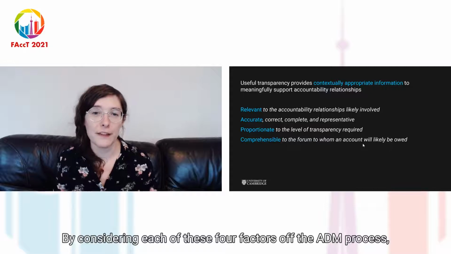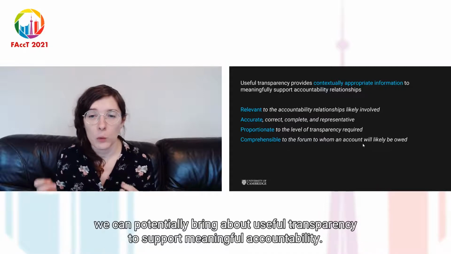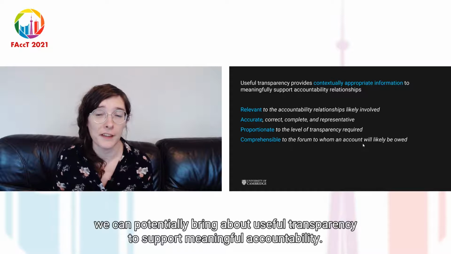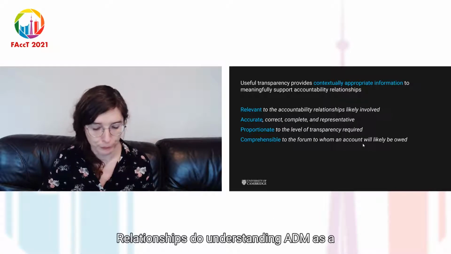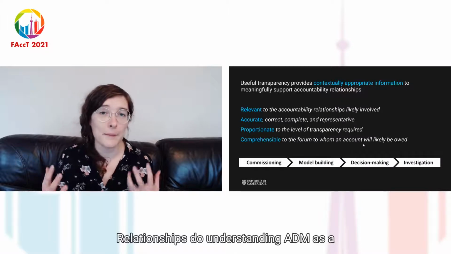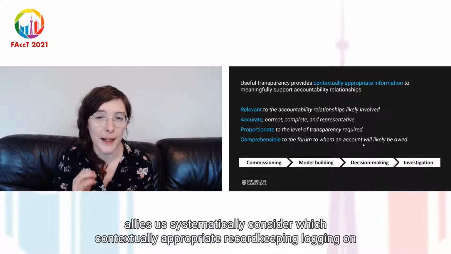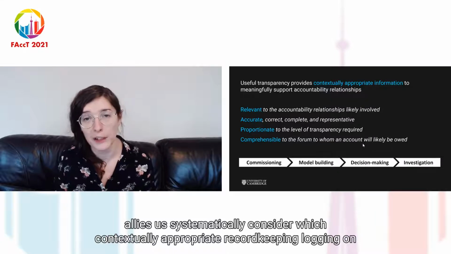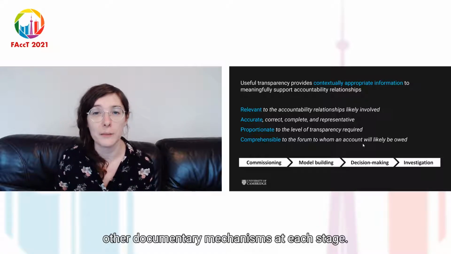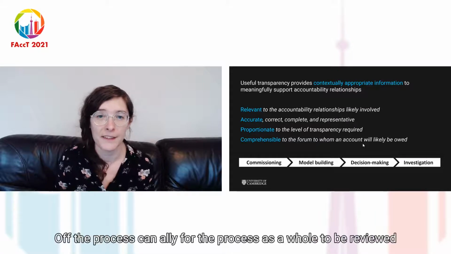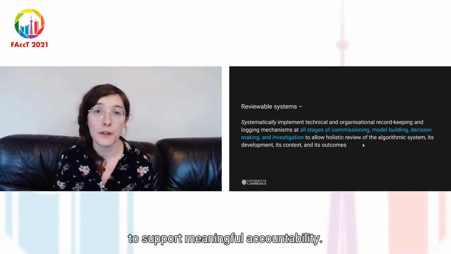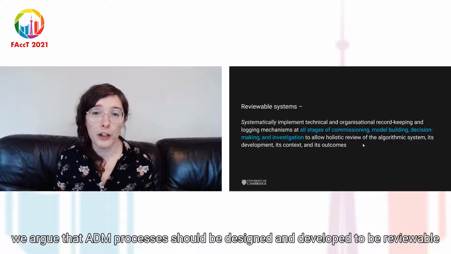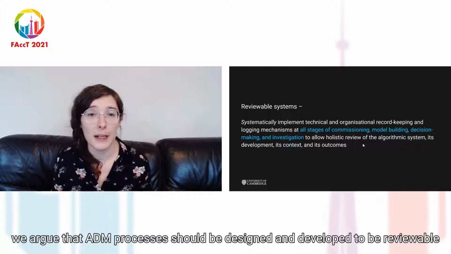By considering each of these four factors of the ADM process, we can potentially bring about useful transparency to support meaningful accountability relationships. Understanding ADM as a process thus allows us to systematically consider which contextually appropriate record keeping, logging, and other documentary mechanisms at each stage of the process can allow for the process as a whole to be reviewed. To support meaningful accountability in this way, we argue that ADM processes should be designed and developed to be reviewable.